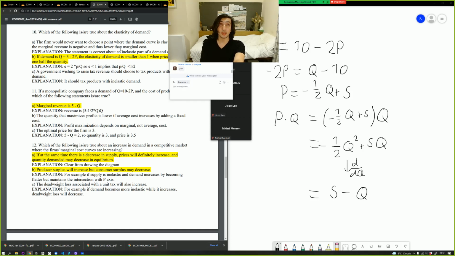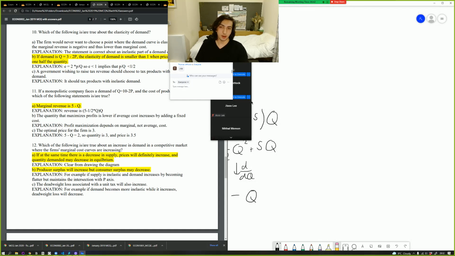How do I put this? No, because profit maximization depends on marginal, not average cost. You can't maximize profits by increasing your average costs, because that's also going to bump up your marginal costs. So we have the average cost curve, the AC curve, and then the MC, which is going to hit at the lower point. If you had a fixed cost, sure, average costs are going to go up.